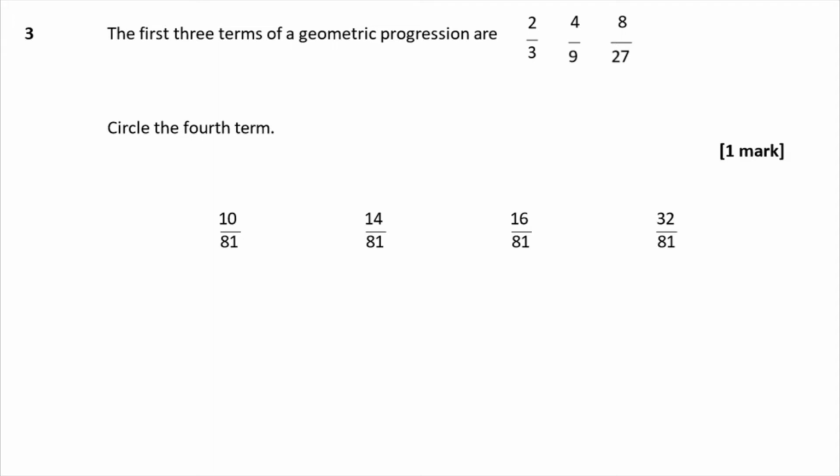Question 3. The first 3 terms of a geometric progression are 2/3, 4/9, 8/27. Circle the fourth term.